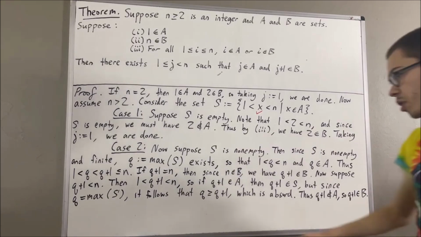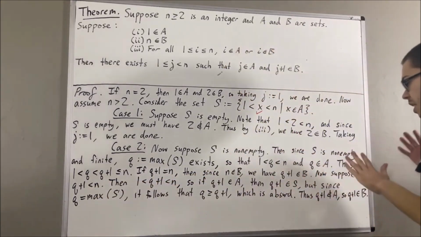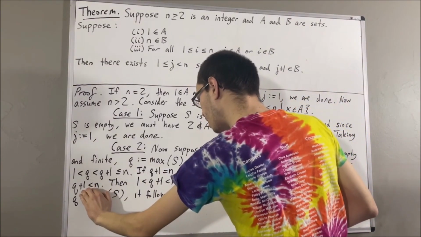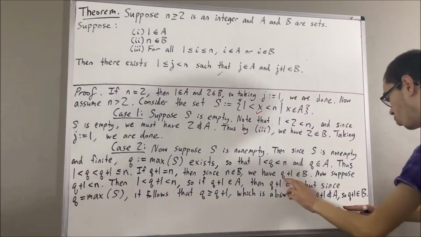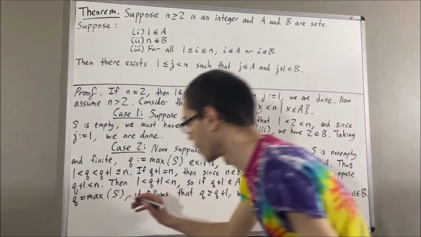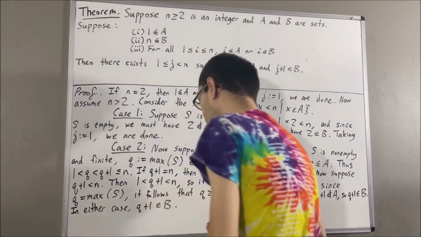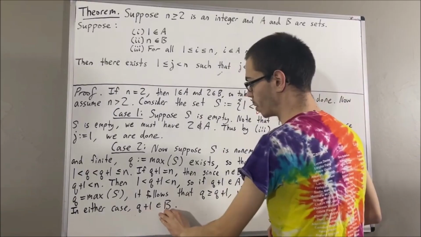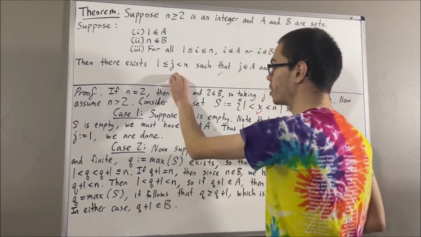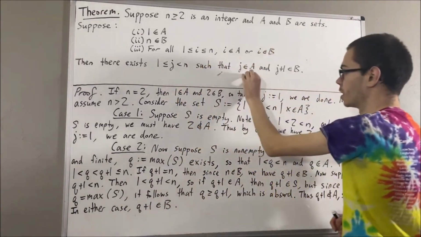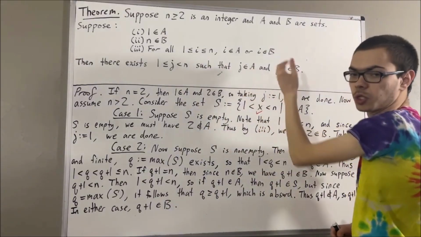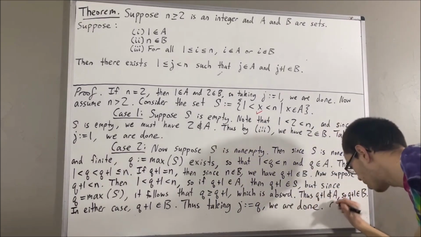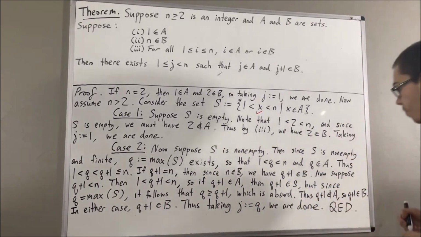So this completes the case where Q plus 1 is less than N. And what we see here is, in either case, whether we have Q plus 1 equal to N or Q plus 1 less than N, it follows that Q plus 1 is an element of B. So, putting this together, we now have Q is an element of A and Q plus 1 is an element of B. So, taking J to be Q, we have Q is an element of A and Q plus 1 is an element of B. So we're done. And so this completes the proof.